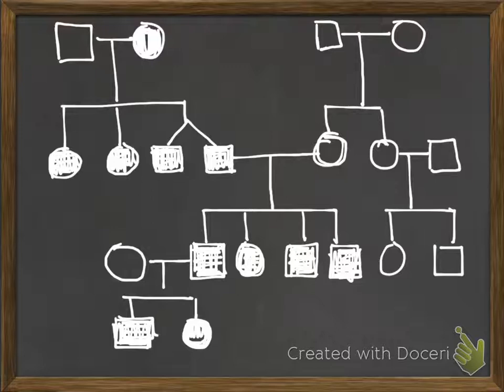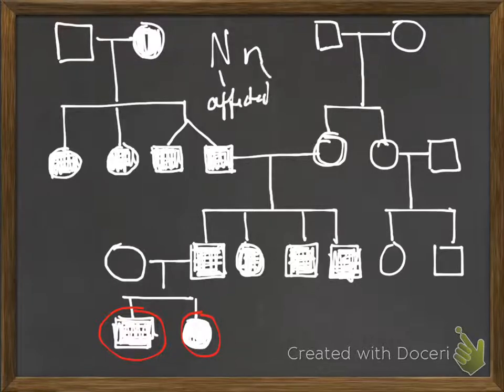Now, knowing that, can we figure out, let's start off with these people down here, this 4th generation pair of siblings, this brother and sister. Can we figure out their genotype? So we'll use big N, little n, affected and not. Can we figure out their genotype? We can. Okay. What do you think their genotype is?